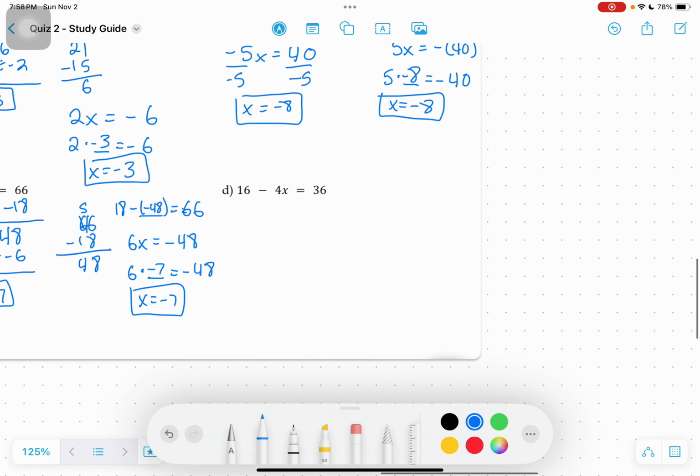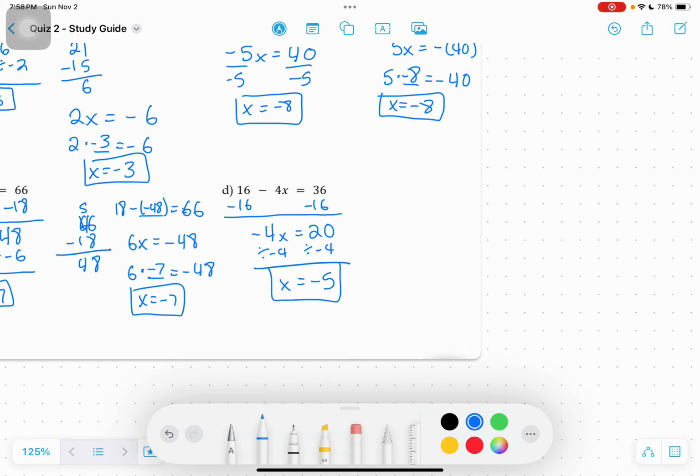All right, let's look at this last one. We'll start with inverse steps. Negative 4x equals 20. Divide by negative 4. Divide by negative 4. X equals negative 5.